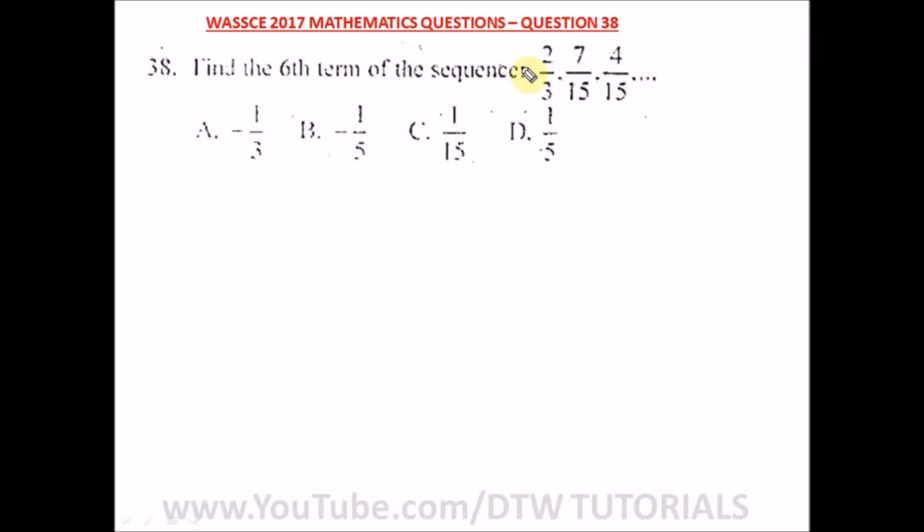of the sequence. Okay, remember sequence, AP and GP. We have to test to know if it's an AP or GP. It depends on our common difference. Is it a common difference or common ratio we are having? If it's a common difference, it's AP. If it's a common ratio, it's the GP. So let's try if it's a common ratio first.